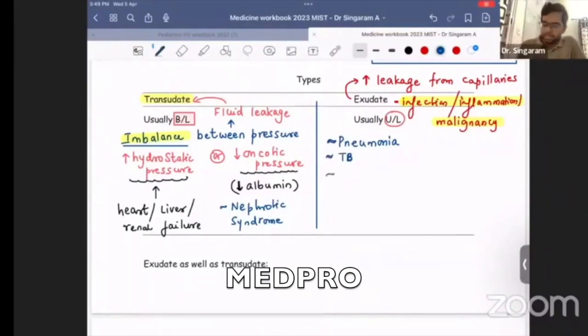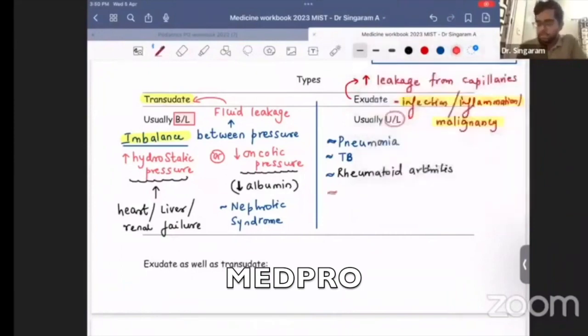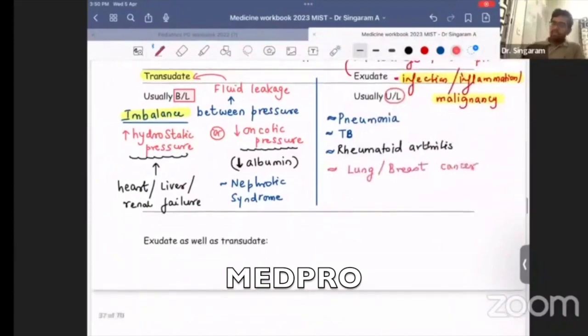Then I told you after infection, it is inflammation. Typical examples would be connective tissue disorders, something like rheumatoid arthritis. Typical inflammatory condition, very classical. Even conditions like SLE come under inflammatory conditions. Third, I told you, is the malignancy. In malignancies, any idea which one? Two important malignancies which you should remember: one is lung cancer, another one is breast cancer. Please don't forget this. These are two important malignancies which can be associated with this.